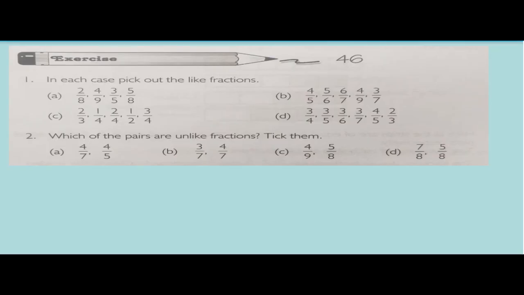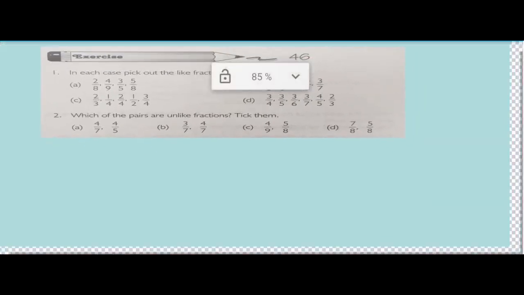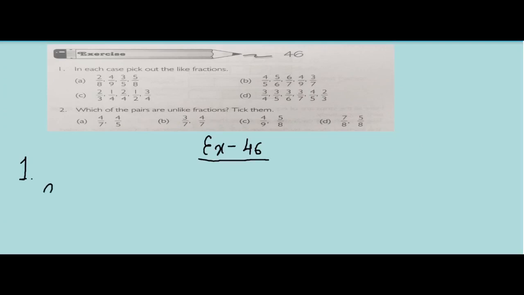So children, in exercise 46 number 1, you have to pick out the like fractions. You have already learned what is like fraction and what is unlike fraction. So write exercise 46 here. This is the second period, so you don't have to write the date again. For number 1, copy the question. After that you will do A.